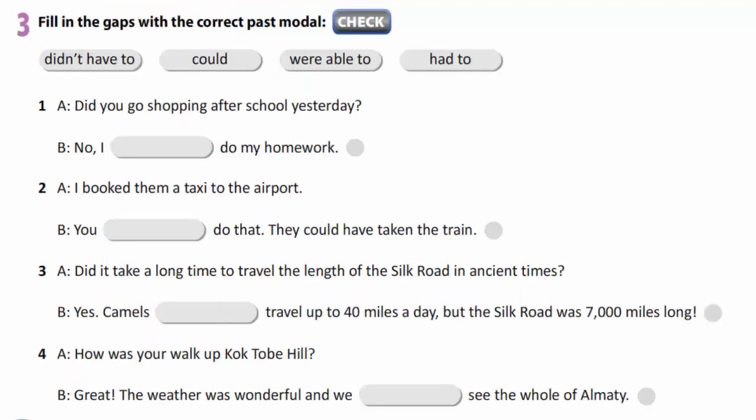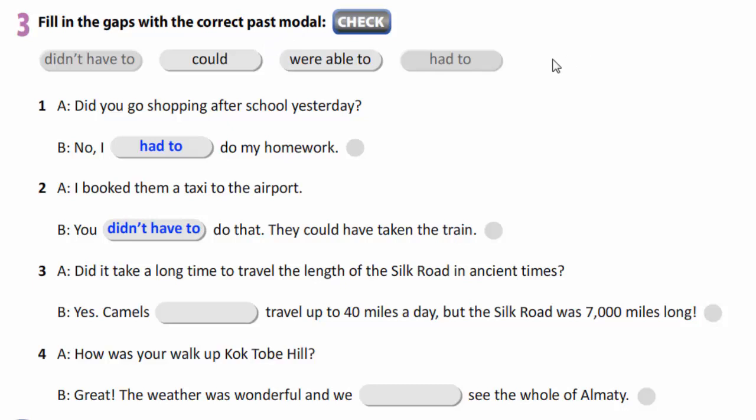In exercise 3, you are to fill in the gaps with the correct past modal. Let's check. Did you go shopping after school yesterday? No, I had to do my homework. I booked them a taxi to the airport. You didn't have to do that. They could have taken the train.